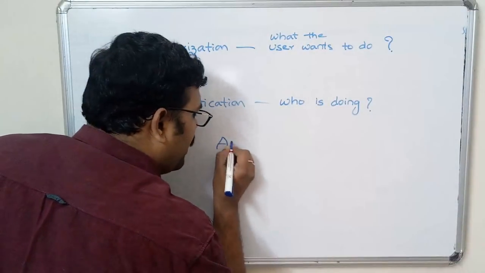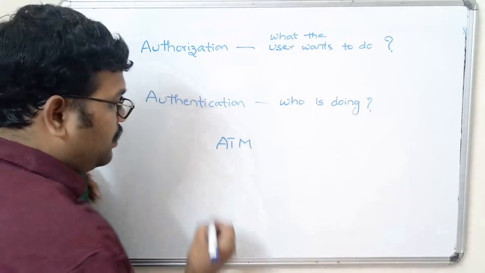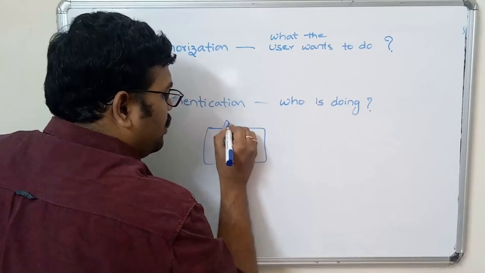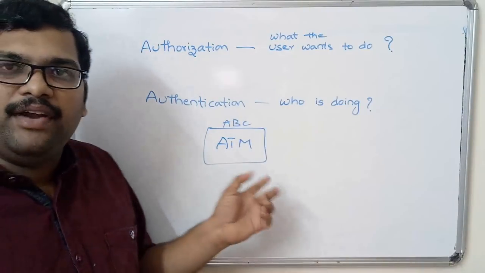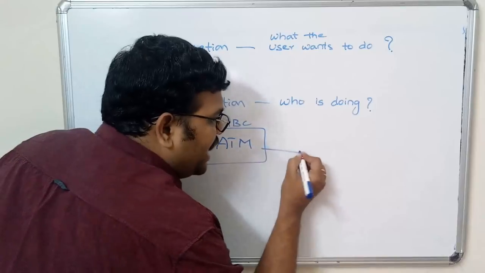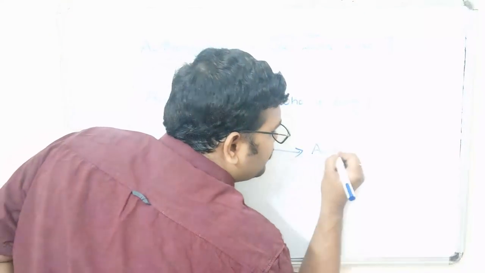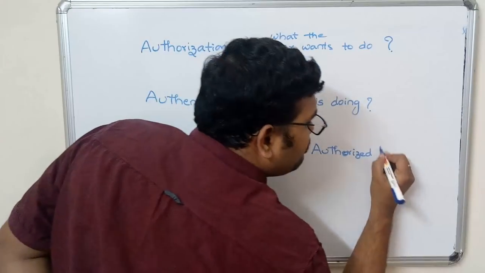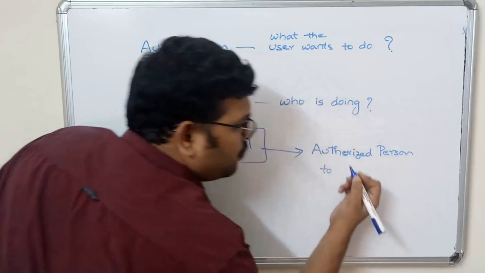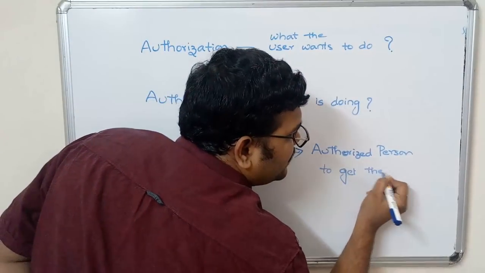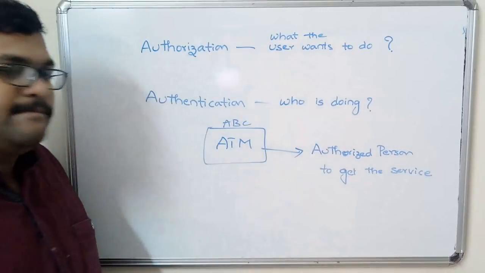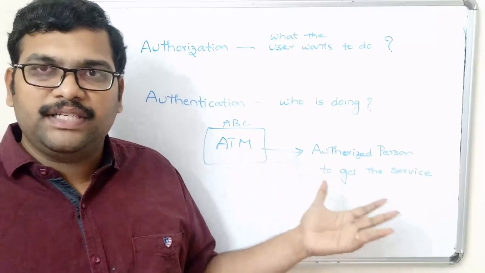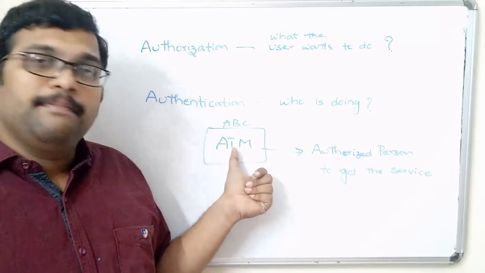We can take a simple example. I have an ATM card of a bank, say the bank name is ABC. As I'm having this ATM card, I am an authorized person to get the services, because I have the ATM card of a particular bank, so I can utilize the services provided by that bank.